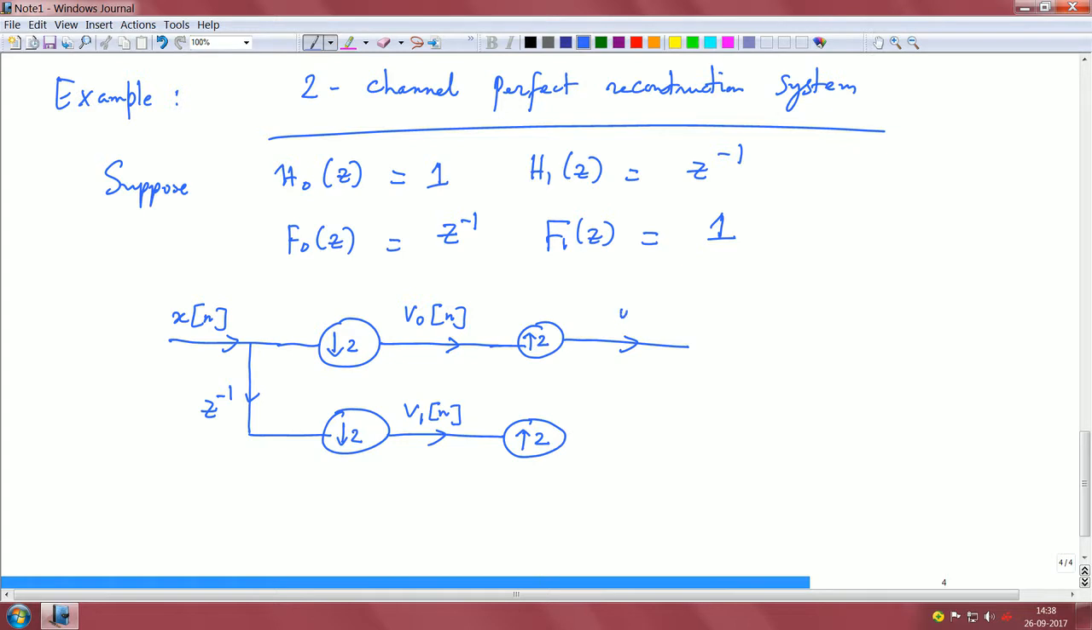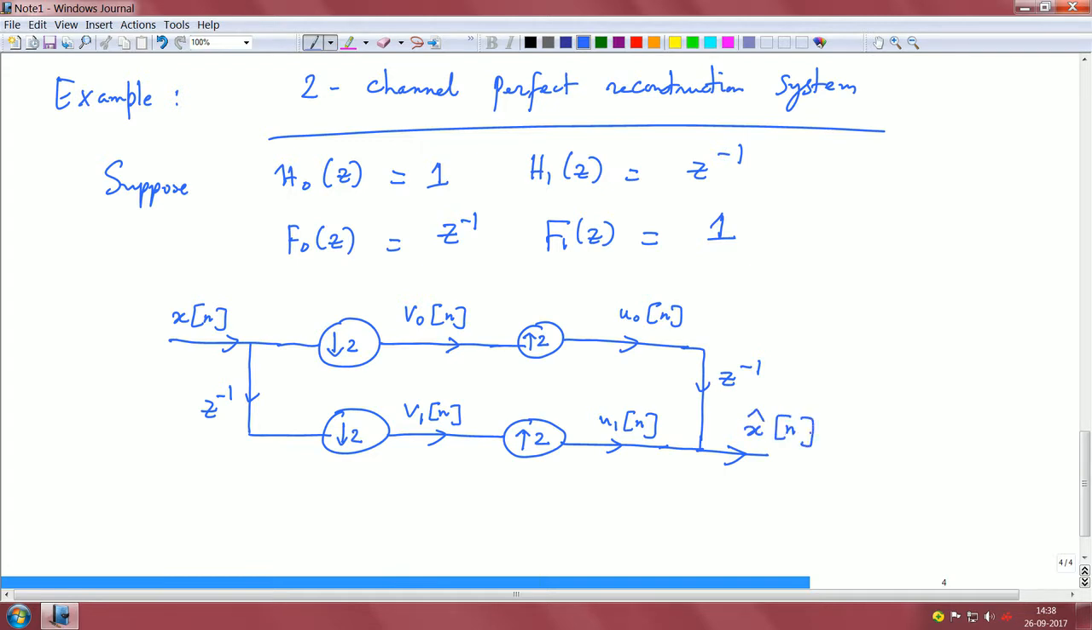We get U naught of n and U1 of n, and in the synthesis stage F naught is this delay. So, therefore, I have to put a delay element here because this is a filter, and the second branch is just unity gain, nothing. So, therefore, I am just leaving this branch as is. So, now this is our x hat of n.